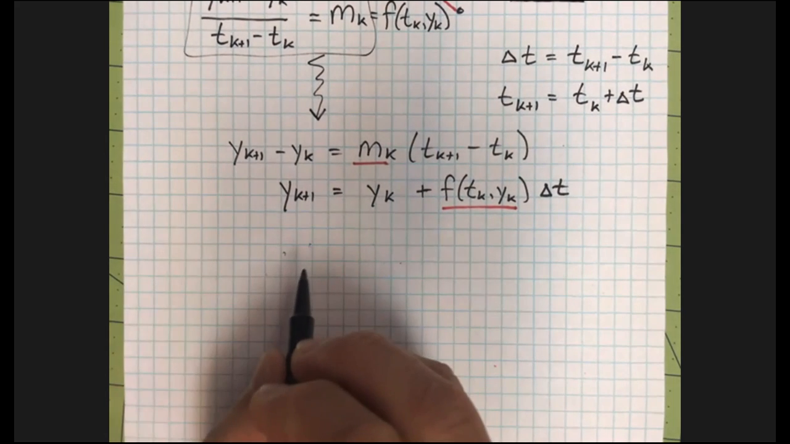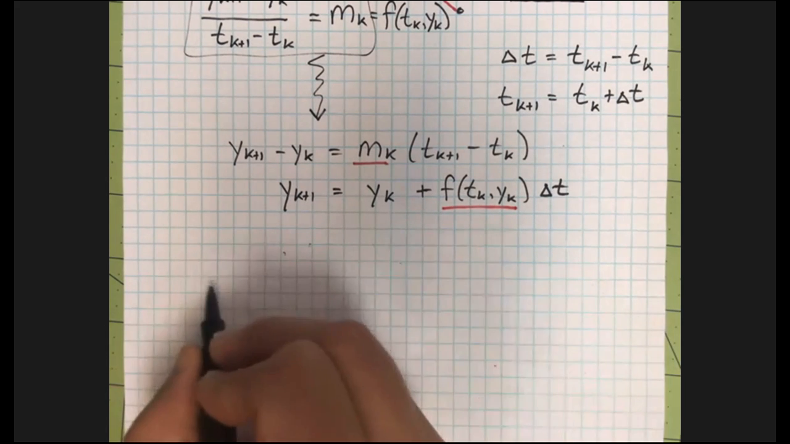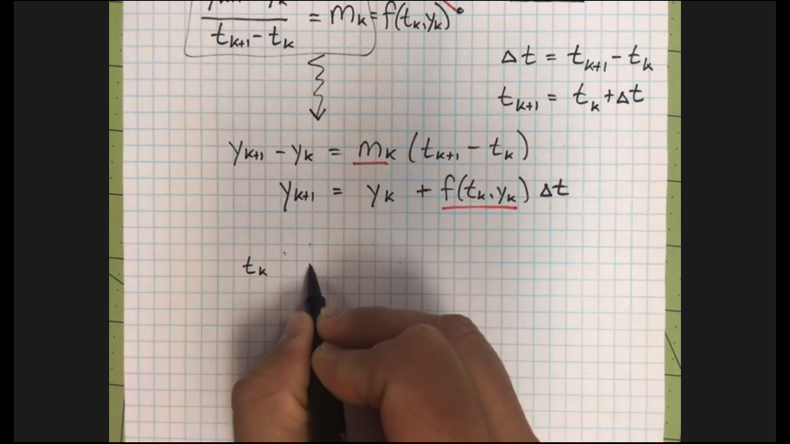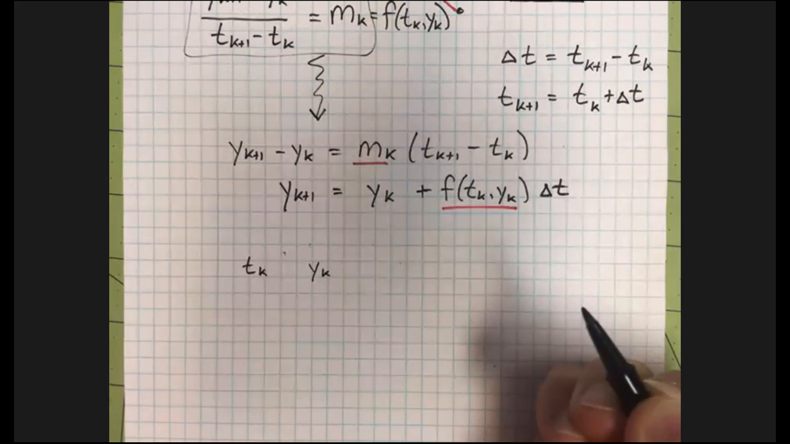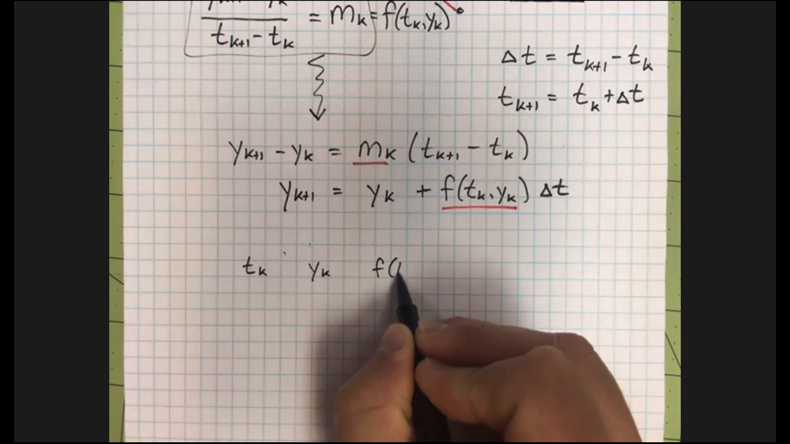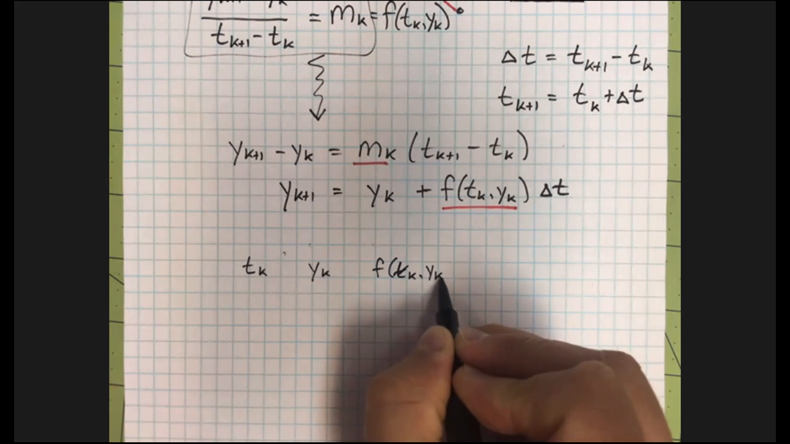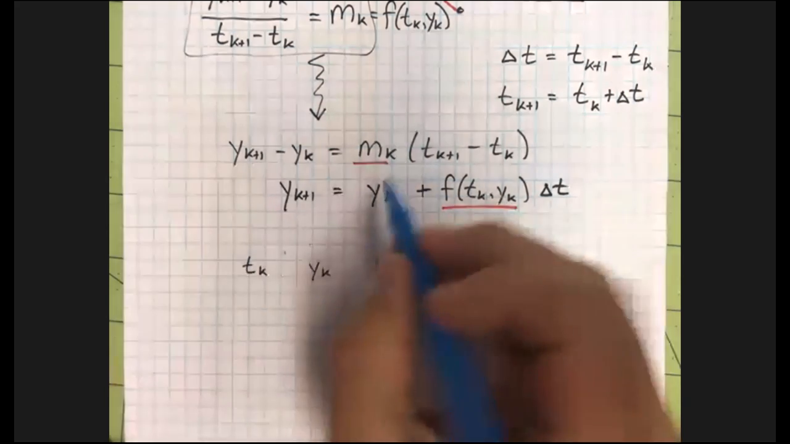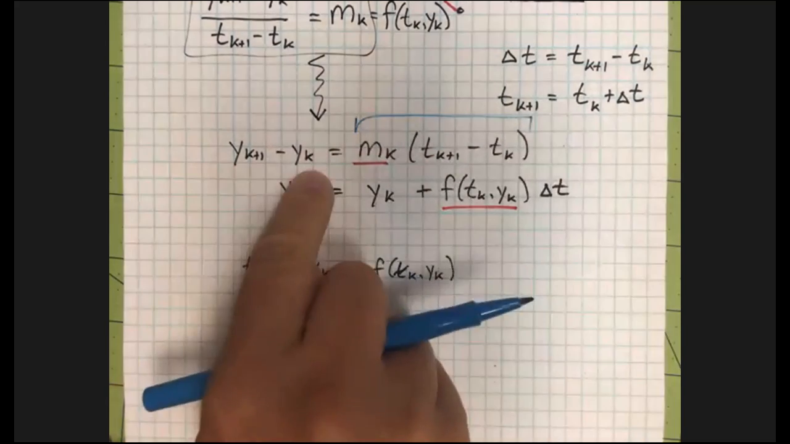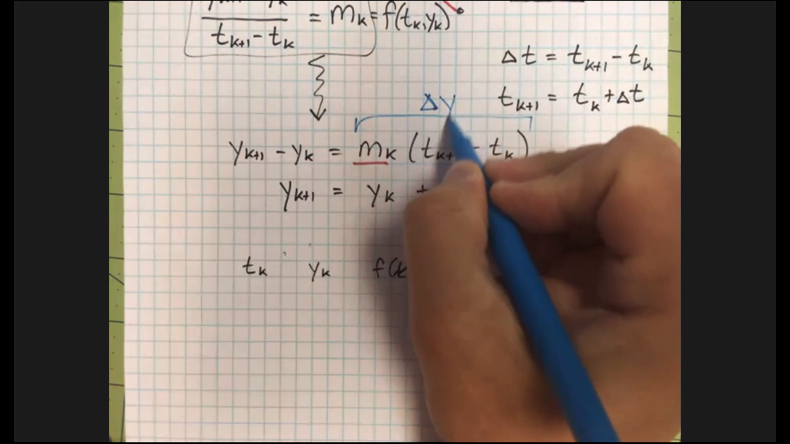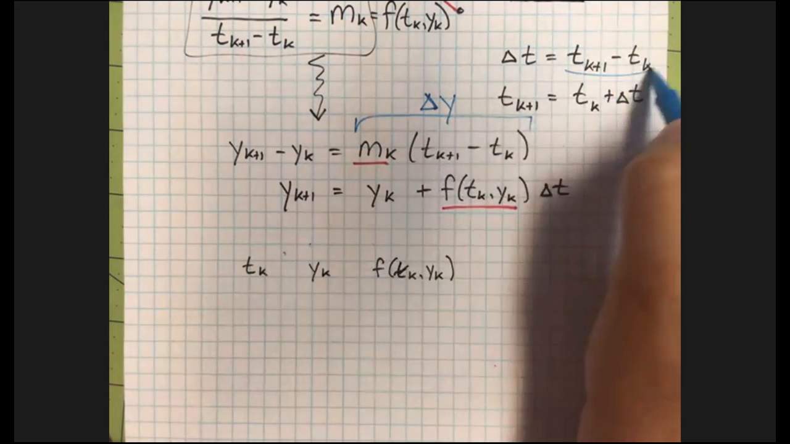So let's say I wanted to repeat that over and over and over again. Why don't we make a table where I will write my t readings, my y readings, my slope readings, and then you see what I'm going to call this right here. This right here is the difference between y_{k+1} and y_k, right? This is the difference in y, just like this is the difference in t.